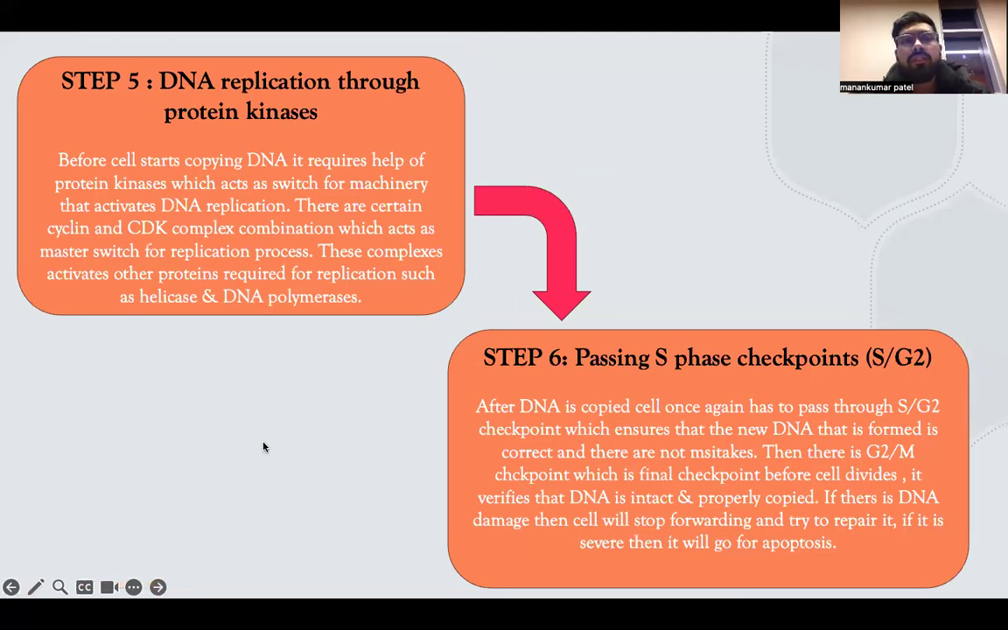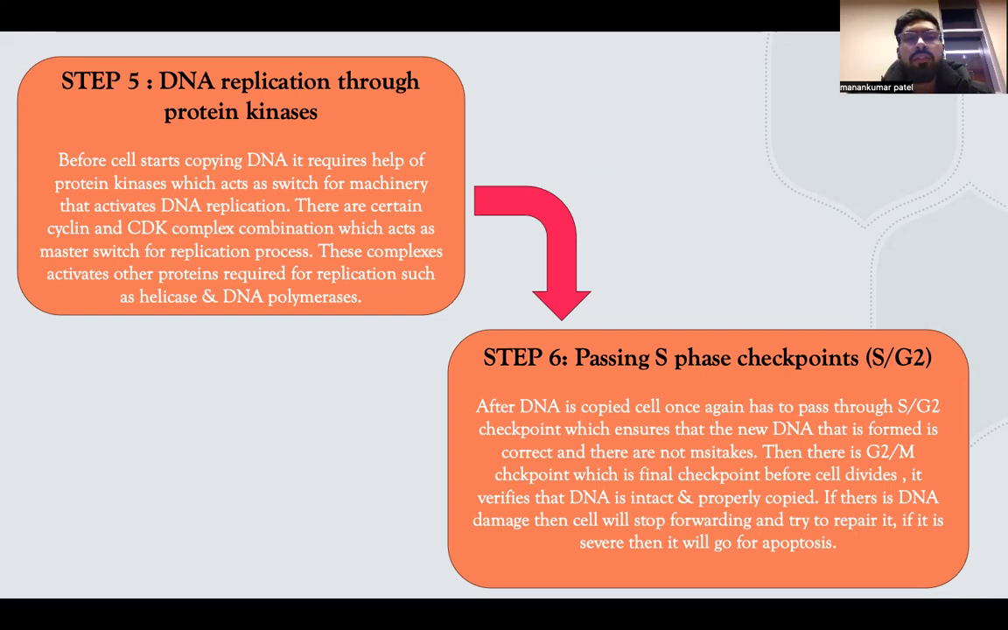Step 5 is the DNA replication through protein kinases that happens in S phase. Before the cell starts copying DNA, it requires the help of protein kinases, which act as a switch for the machinery that activates DNA replication. There are certain cyclin and CDK complex combinations which act as a master switch for the replication process. These complexes activate other proteins required for replication, such as helicase and DNA polymerases.